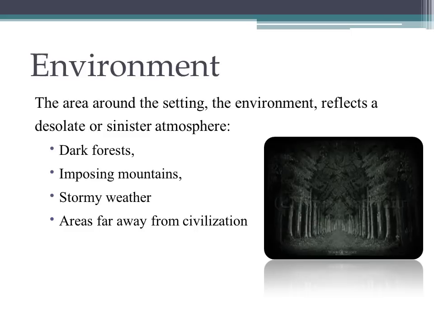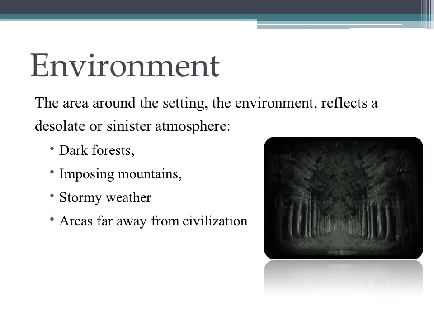The environment is equally important, and this is the area around the setting. The environment reflects a desolate or sinister atmosphere. So we have the dark forests, the imposing mountains, stormy weather, and areas far away from civilization. So, for example, the story of Wuthering Heights takes place on the moors, which is a desolate area where one wrong step and you could end up in a moor that's going to suck you in. It's basically a bog.